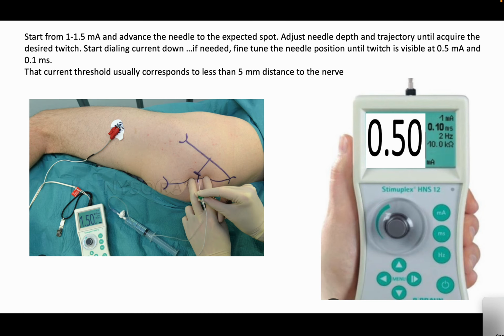So how do you do it practically? This is what we call the old school surface landmark and PNS technique. This is sciatic. We outline our landmarks and advance the needle with initial settings right here, 1.5, 0.1, 2 hertz, and slowly advance the needle toward the sciatic nerve. It might take a couple of passes, but eventually when the needle gets close, we're going to see it twitch. When you start seeing a twitch, we'll start dialing our amplitude down. And the idea is, if we still have a visible twitch with current at 0.5 and below, then we are very, very close to the nerve. So 0.5 is usually less than 5 millimeters distant to the nerve, and then we can inject the total dose of local anesthetic.